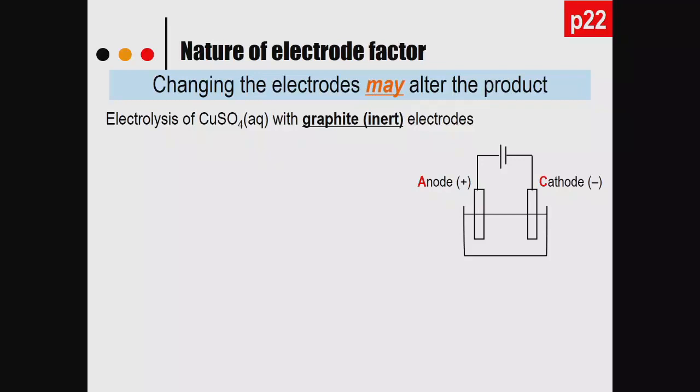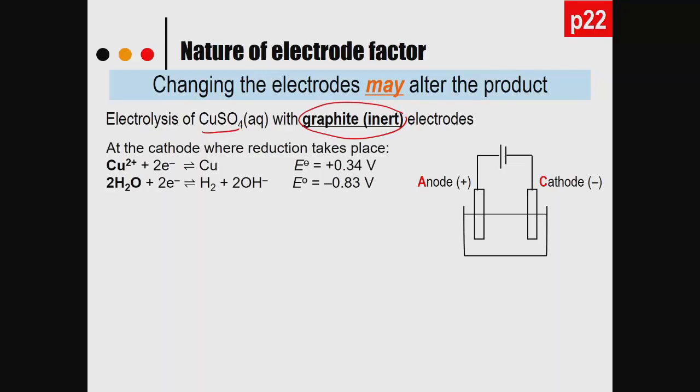For example, we are looking at the electrolysis of copper sulfate using an inert graphite electrode. At the cathode, cations will be attracted, so Cu2+ and H2O will be attracted to the cathode. At the cathode, what you need to remember is that reduction occurs. So when you choose the half equation, you need to choose the half equation where Cu2+ and H2O are on the left hand side, because that is when the two species undergo reduction.